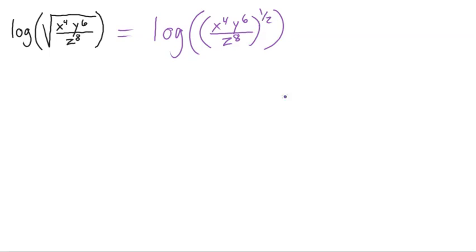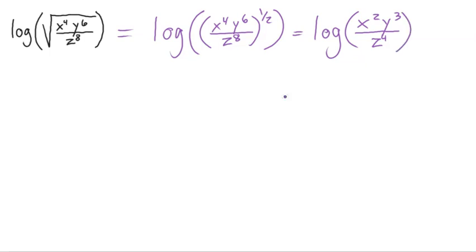And what we have to do is multiply these. We have to do 4 times 1/2, then 6 times 1/2, then 8 times 1/2. Well, 4 times 1/2 is 2. So this logarithm is now going to become log of x to the 2nd power, then y to the 6th, 6 times 1/2 becomes 3, so this will become y to the 3rd power over z to the 8th, 8 times 1/2. 8 times 1/2 is 4. So this will become z to the 4th power.